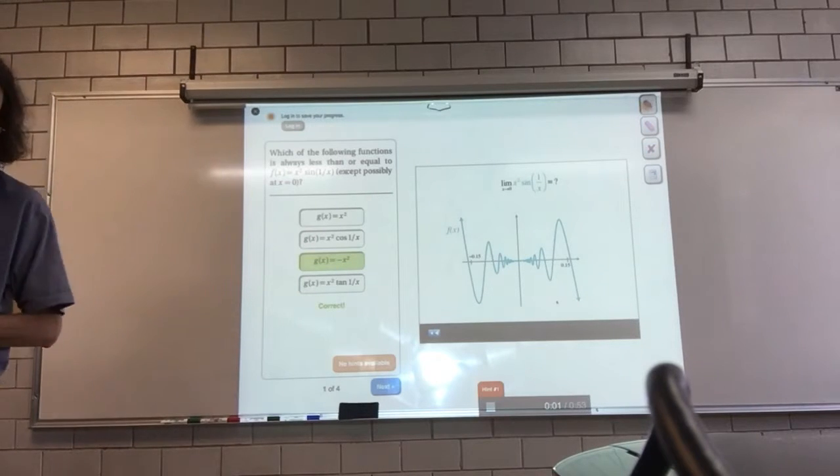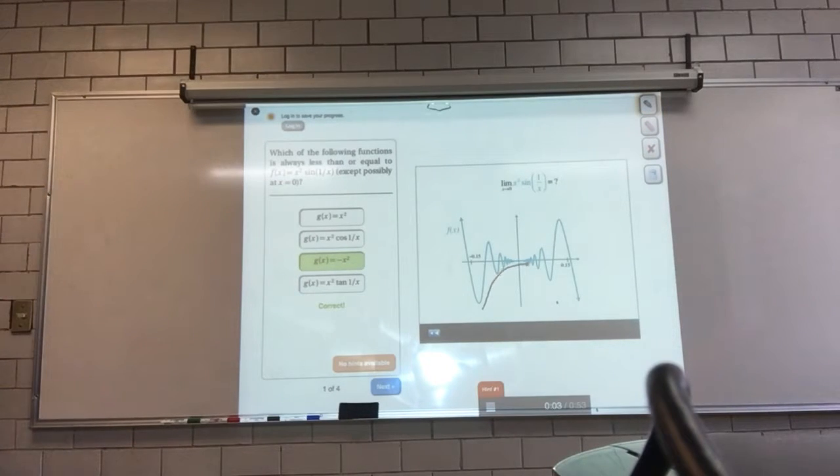Vamos a ver. We're looking for a function that's always less than or equal to our function f of x. How can we find it? Well, the first thing that helps is to notice that the sine of anything, let's call it blah, is always bigger than or equal to negative 1, less than or equal to 1.